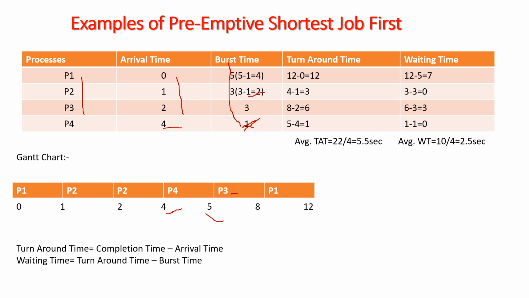So now which process is left? P1. What is its burst time? 4. So 8 plus 4, 12. Till 12 time units P1 will be executed.